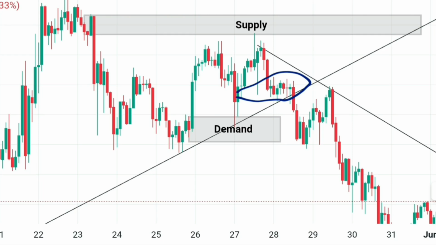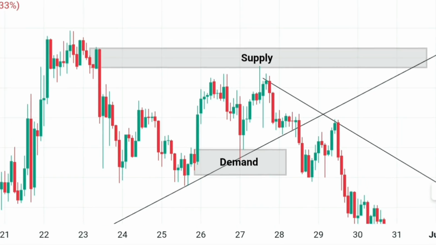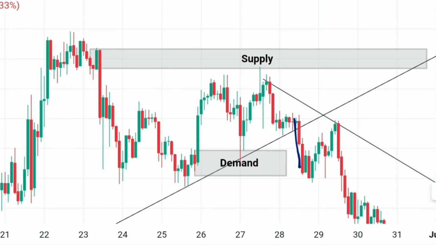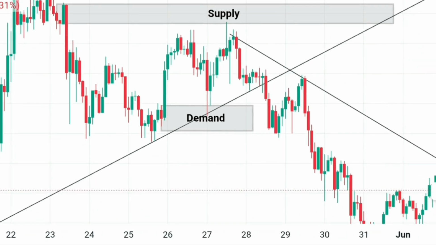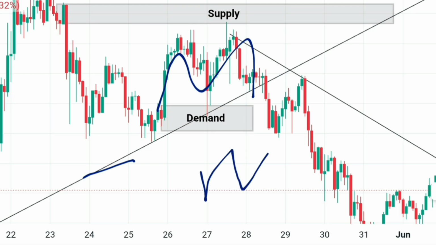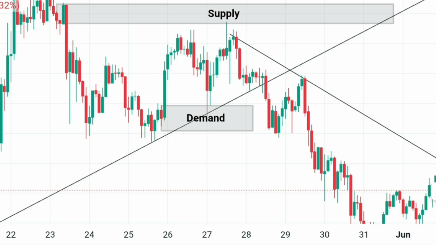And finally, the market did what? The market dropped. So since the market dropped, breaking this trend line and creating an M pattern, if you learn your technical analysis very well, you will understand that the M pattern is a trend reversal pattern. So if you go to this 4 hours time frame, this is the M pattern. After the market respected the supply level, it created the M pattern and broke this trend line.